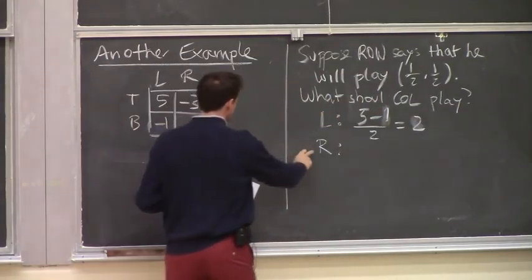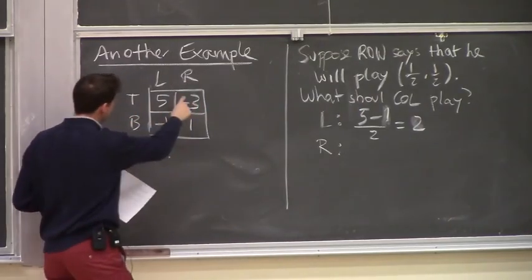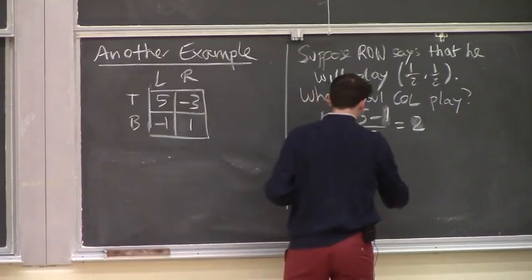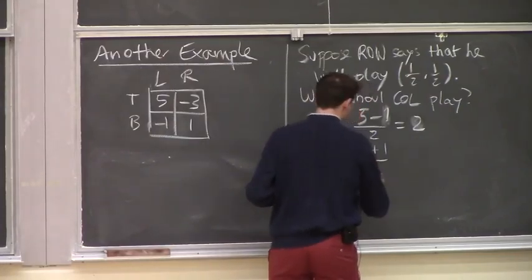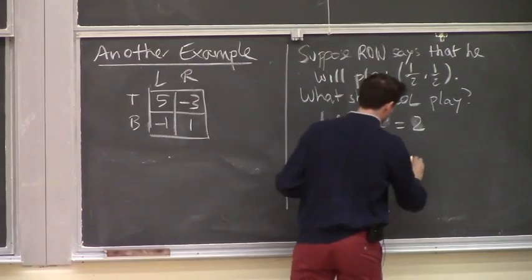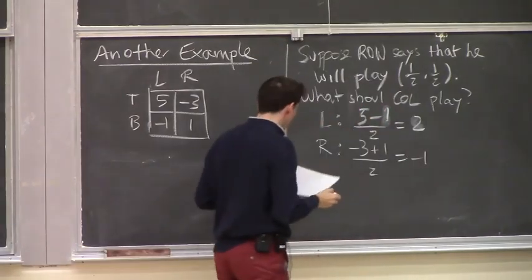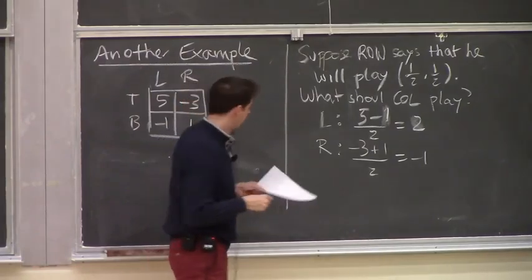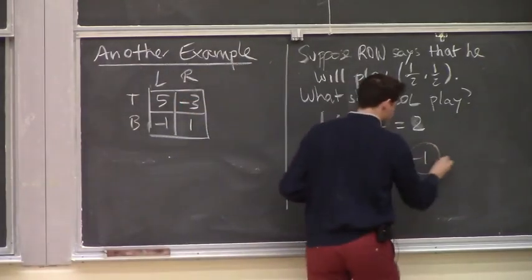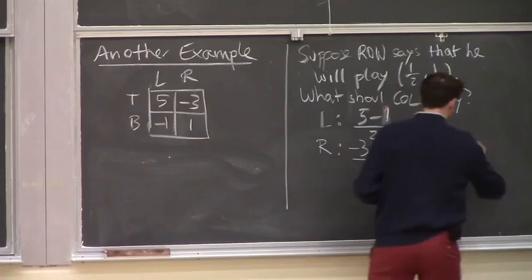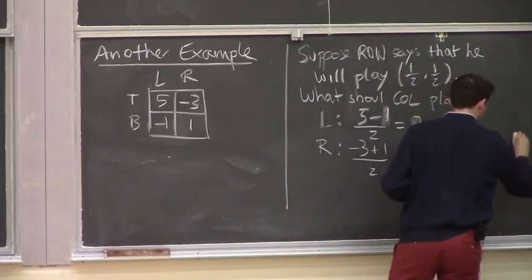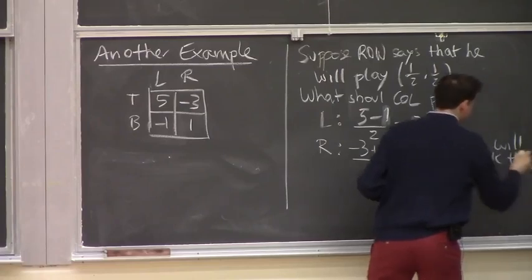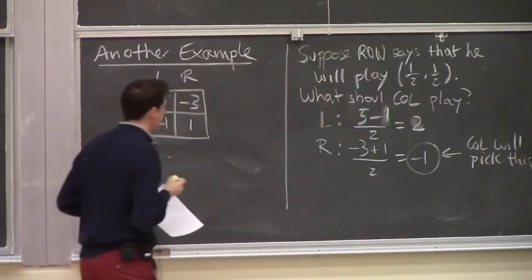Oh, wait, and for the right-hand side, he will find himself with probability half here and with probability half here. So we have -3 plus 1 over 2, that is -2 over 2, and that's -1. Which of these two does he prefer? R, right? So column will pick this one, because he wants to minimize.